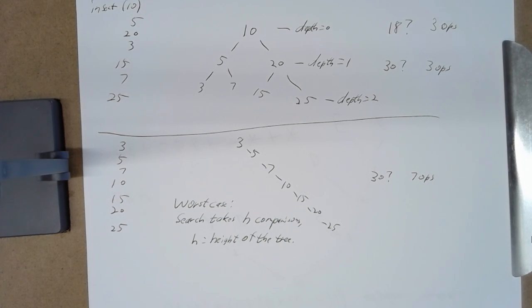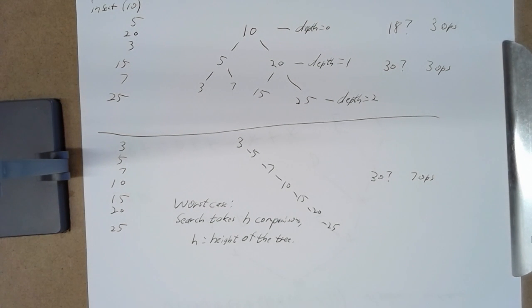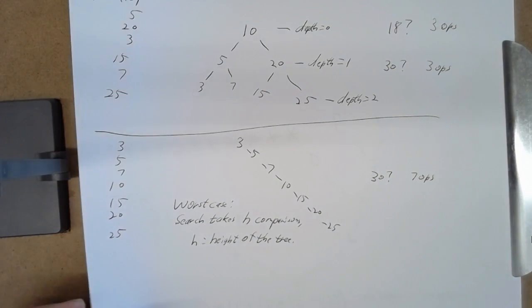Now both of these trees have 7 pieces of data in them, but the one on top has a height of 2, the one on the bottom has a height of 6. So what we're really interested in is storing a bunch of information in a tree, but trying to keep the height as small as possible. So we can describe whether or not a tree is as short as possible. We can make that rigorous.